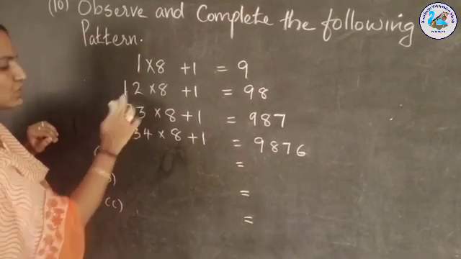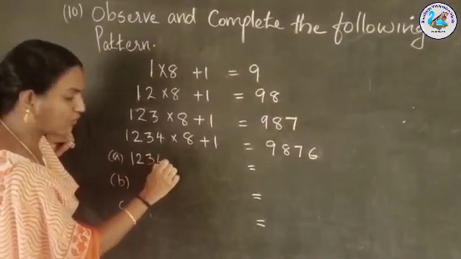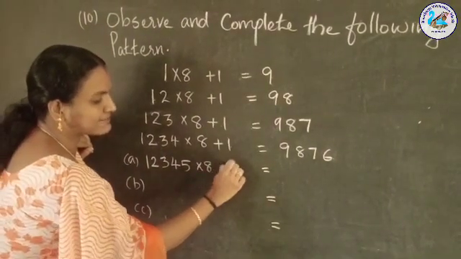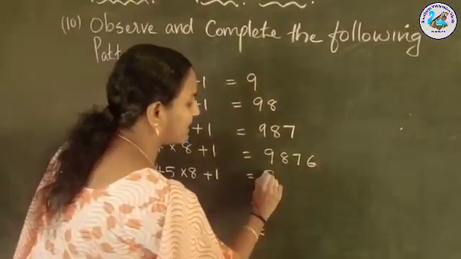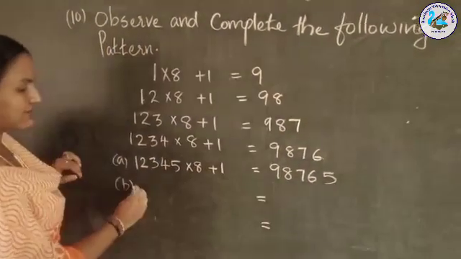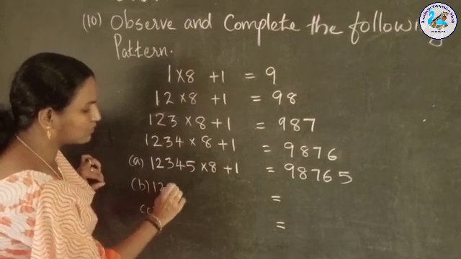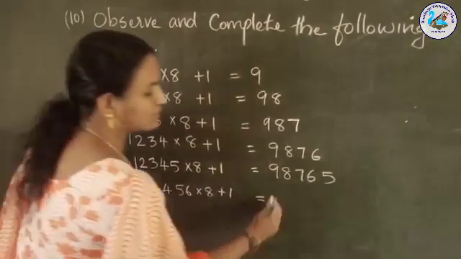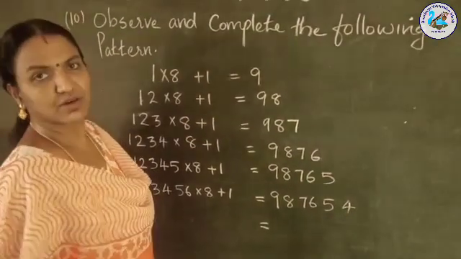Here we have 1, 12, 123, 1234. What is the next number? 12345. The second number is also the same: 8 plus 1 is equal to 9, 98, 987, 9876. Then 98765. What is the next number? 1, 2, 3, 4, 5, then 1, 2, 3, 4, 5, 6 into 8 plus 1 is equal to 9, 8, 7, 6, 5, 4.